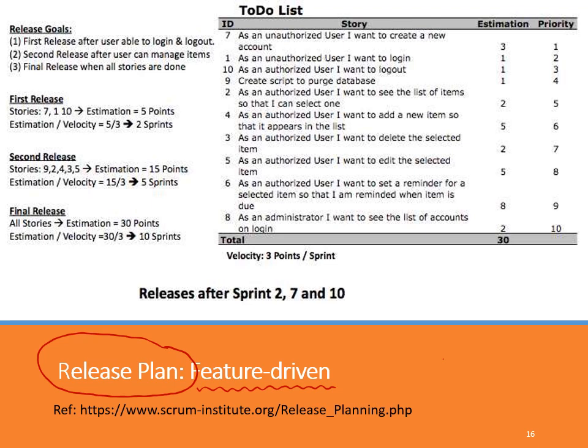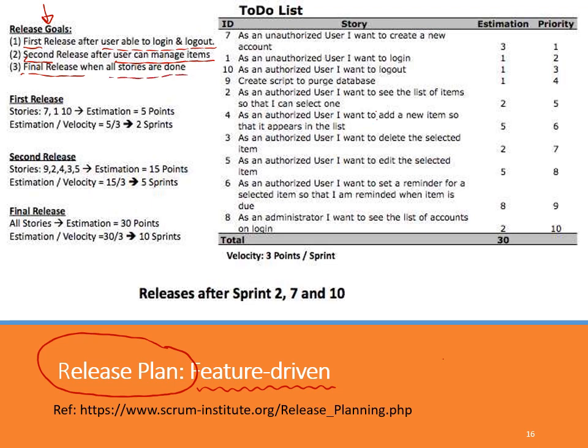So in this example, look at the goal. The release goals defined here contain 3 releases. The first release is when we are able to implement stories that allow users to log in and log out. The second release is when we can implement stories that allow users to manage items. And the final release is when all stories of the software are complete, done.